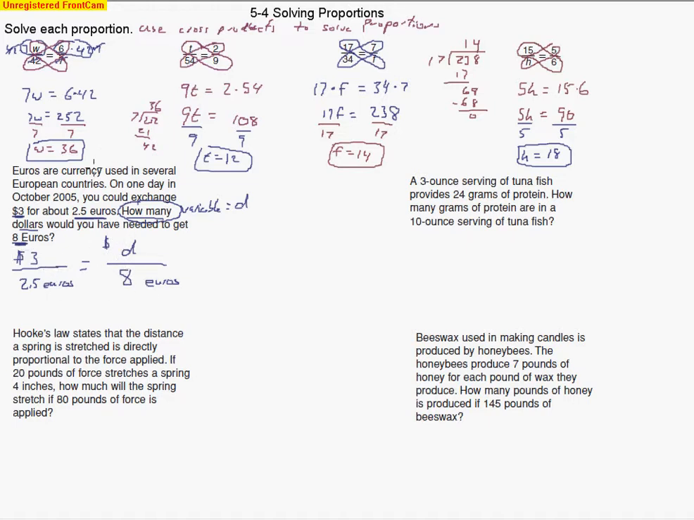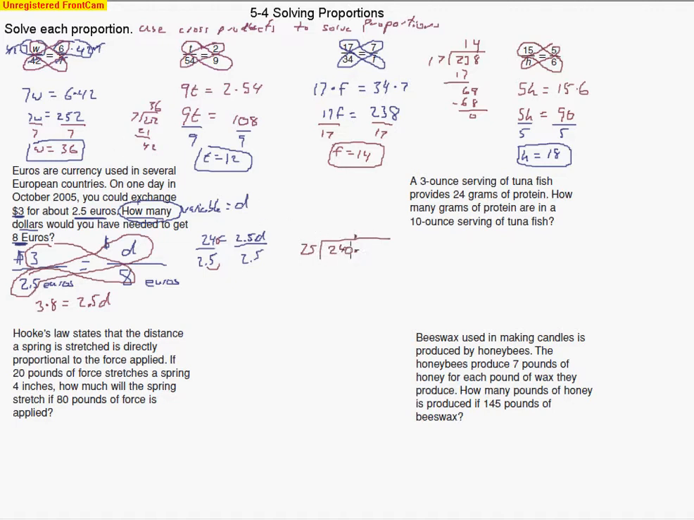So now we solve. And when we solve these, we just cross multiply. 3 times 8 equals 2.5 times D. From there, all you're going to do is multiply the 3 and the 8, so that gives us 24 equals 2 5/10 D. And then we'll have to divide. Now, when I divide, I'm dividing by a decimal. So that means I'm going to move that decimal over one space, and I'm going to add a 0. So I really need to do 25 into 240, and then add that decimal and bring it straight up in the quotient.